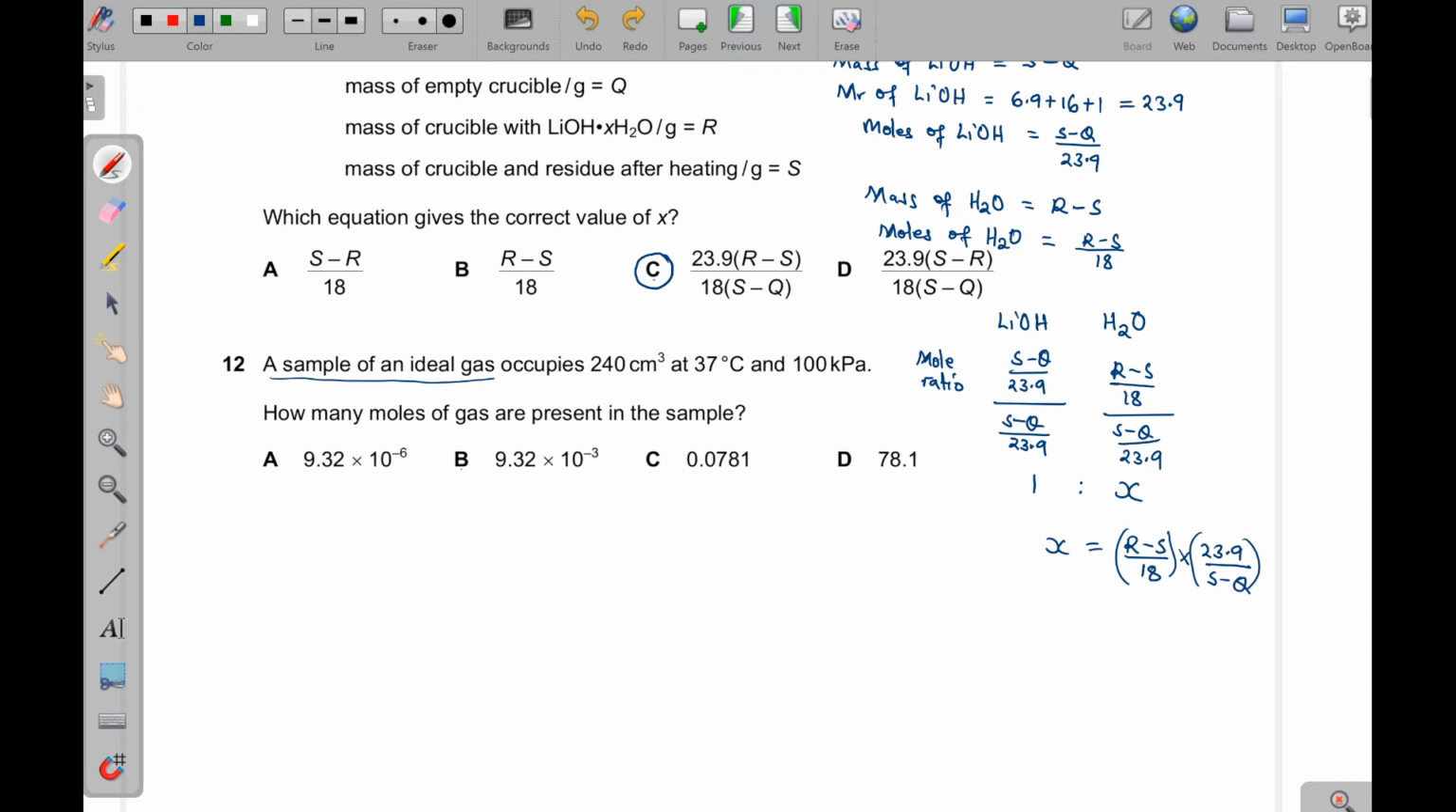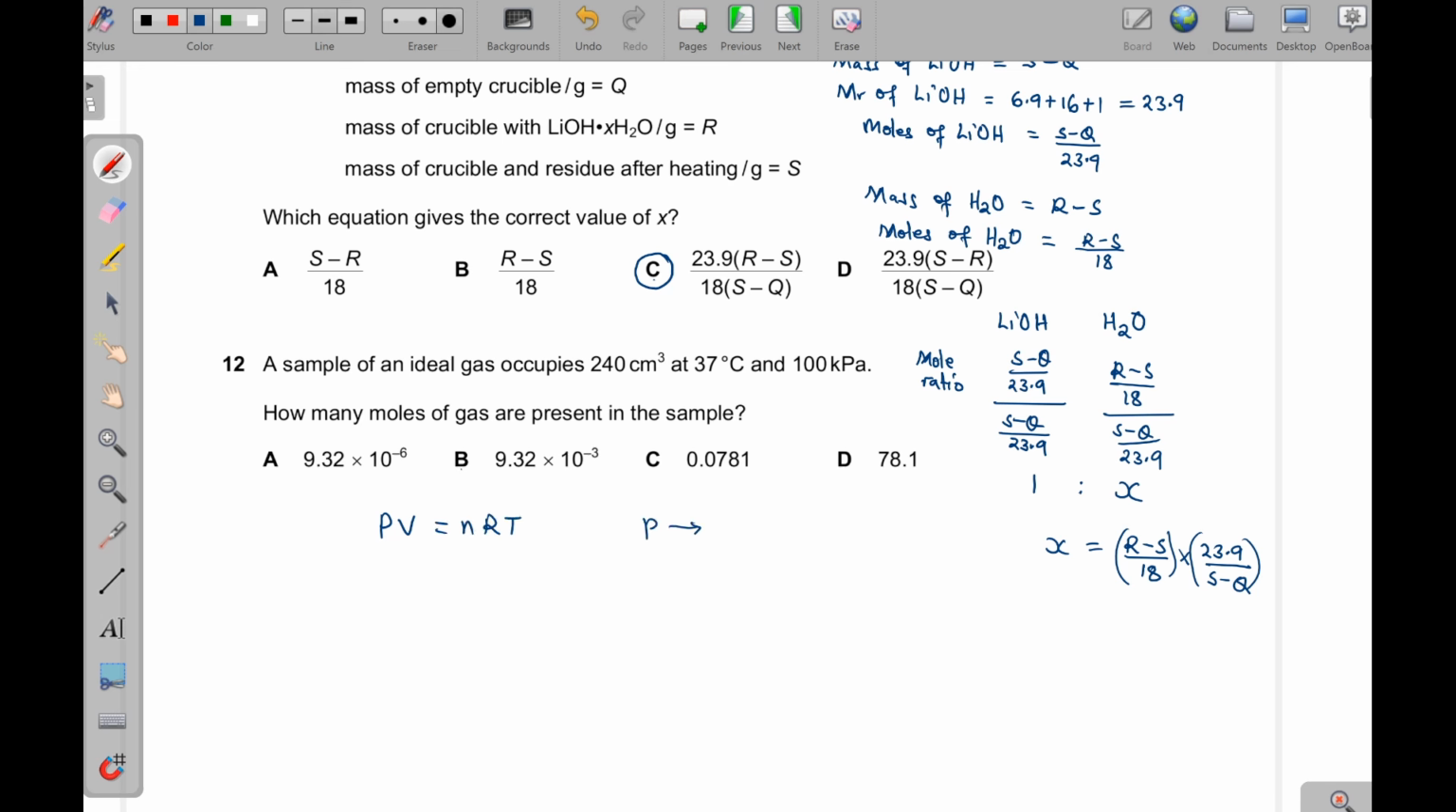Question 12. A sample of an ideal gas occupies 240 cubic centimeters at 37 degrees C and 100 kilopascals. How many moles of the gas are present in the sample? For any ideal gas, we use PV is equal to nRT.